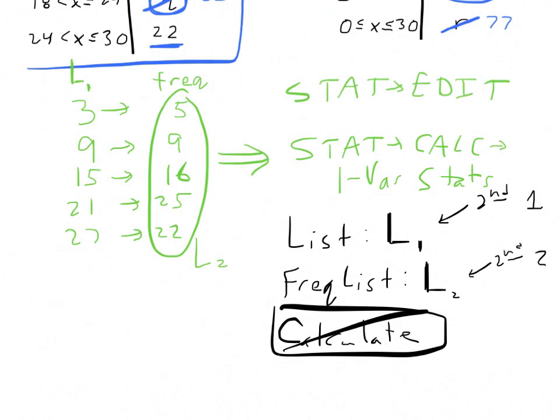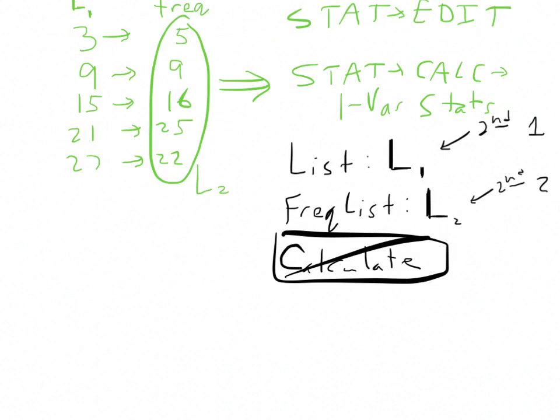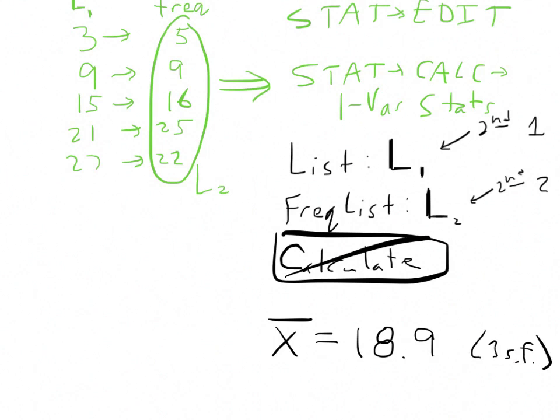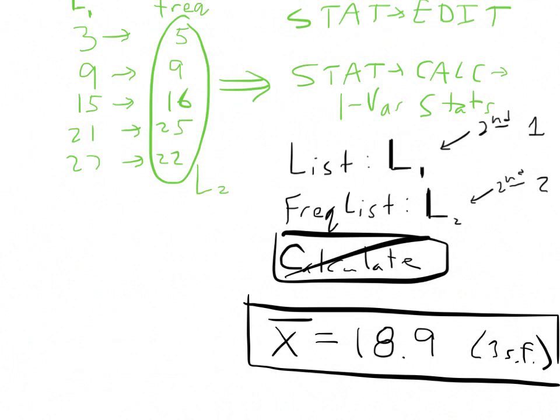And when you do all of this, I ended up finding that the mean, x bar, was 18.9, which is correct to 3 significant figures. I'm sure you guys have been seeing that notation on the mark scheme. IB always wants their answers to 3 significant figures. So just give them 3 numbers in the answer, and you're done.